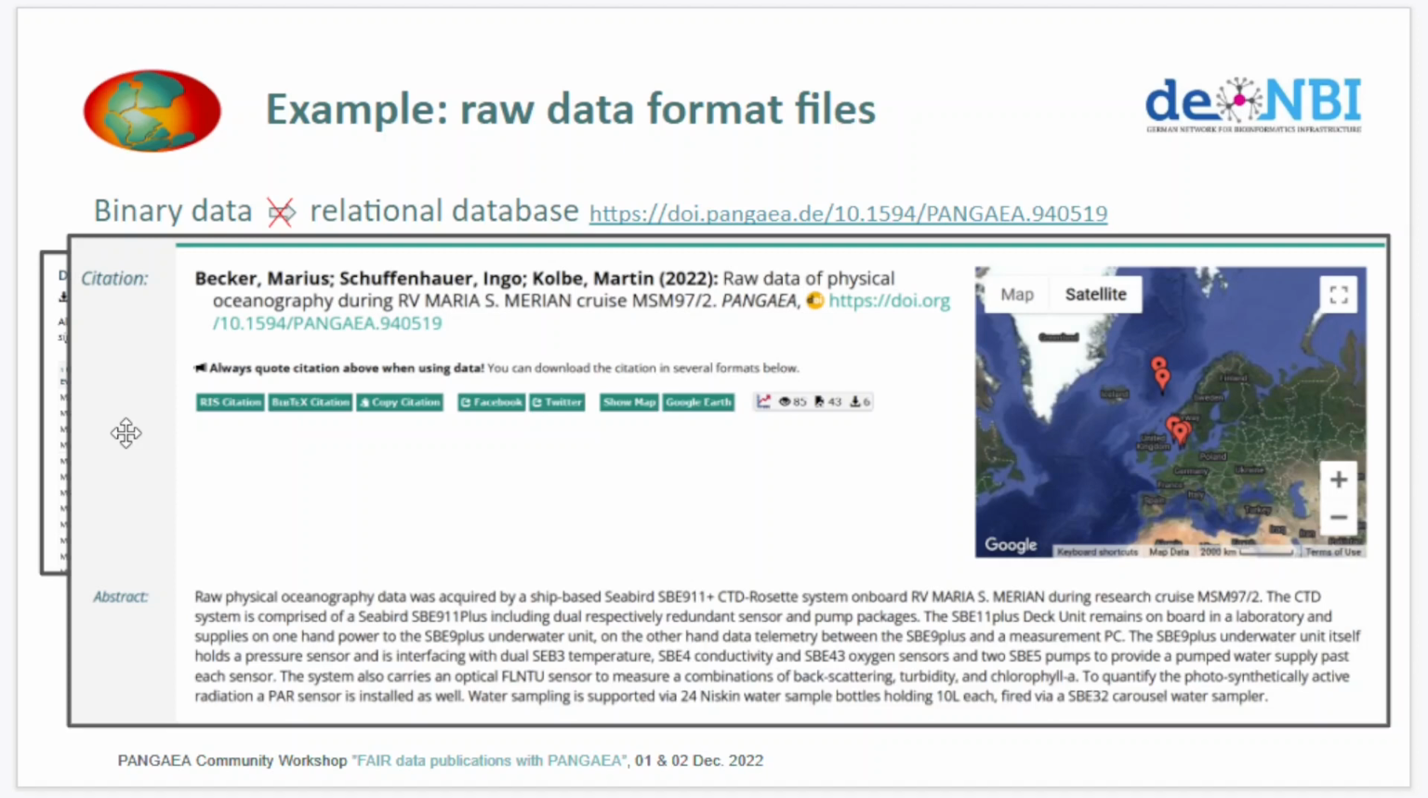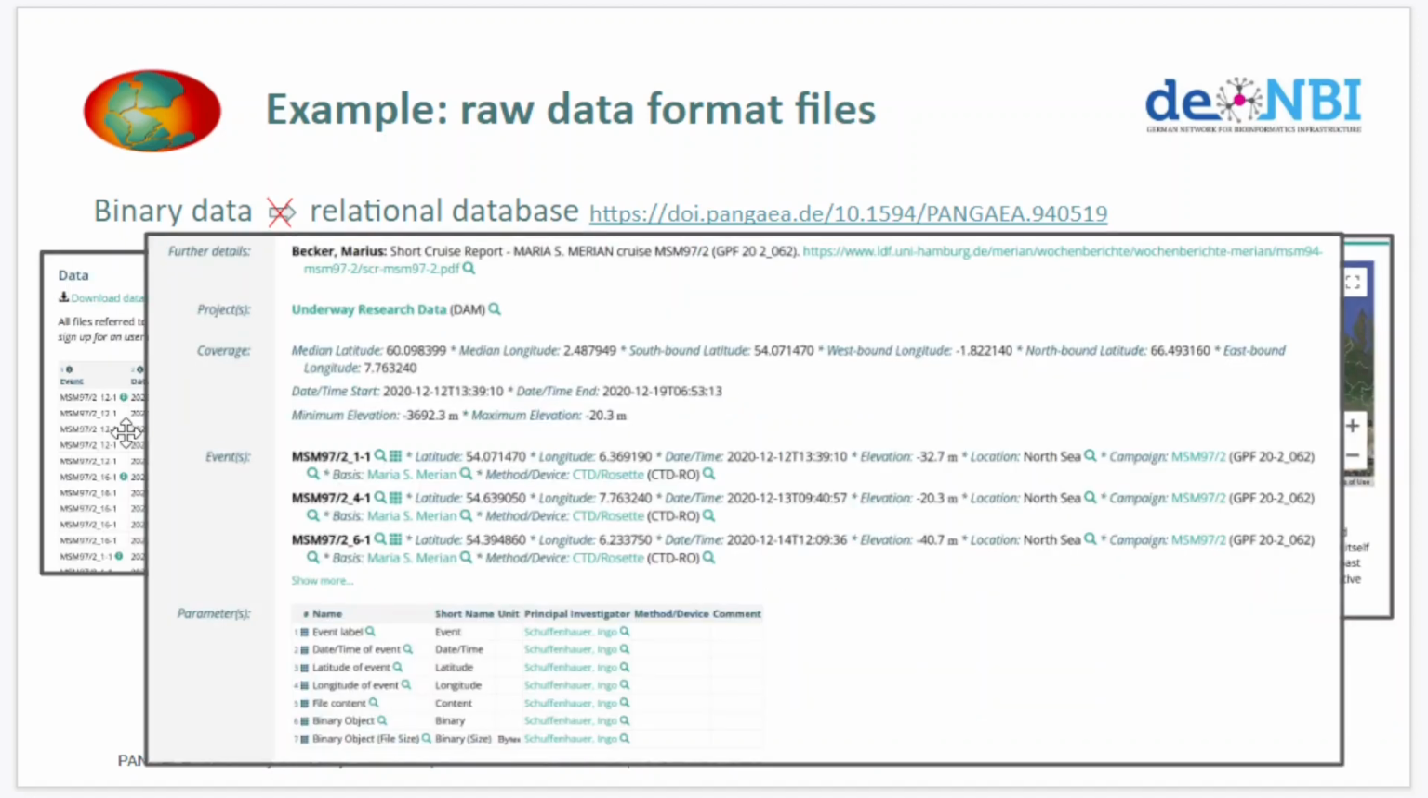So, of course, and again, as usual, you need authors and a title plus an abstract. And in this example, you have further details given and a project, plus a long list of events and the parameters. The parameter table is a rather short one, and it's given like this, that you have the events, the date and the time, the latitude, longitude, plus a list of binary objects, their file content description, and a file size information.